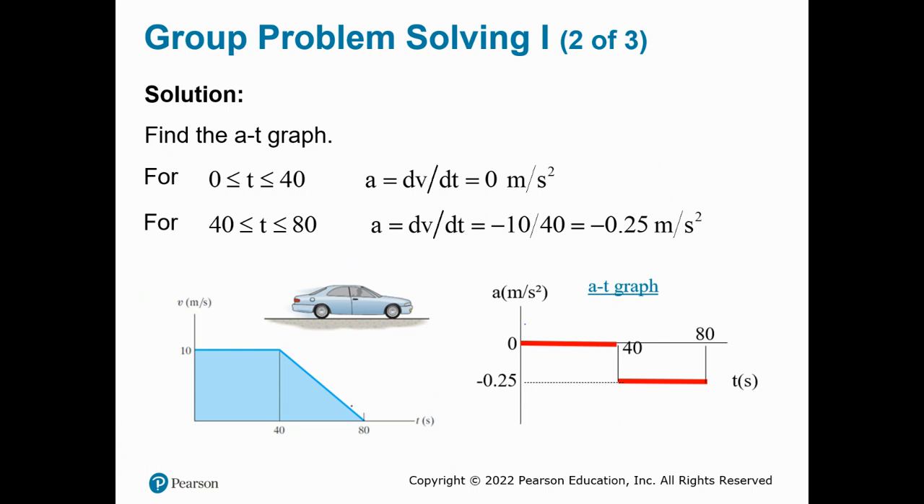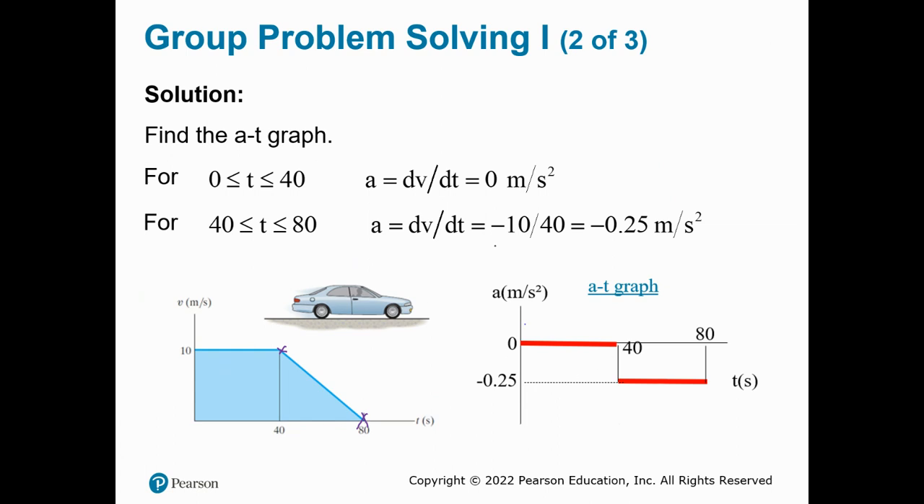Second part, from 40 to 80, I am slowing down. My velocity starts at 10 meters per second at 40 seconds, and then comes down all the way to 0. I am slowing down, and again constantly slowing down, constant acceleration from 40 seconds to 80 seconds. The slope there will be the acceleration from 40 to 80.